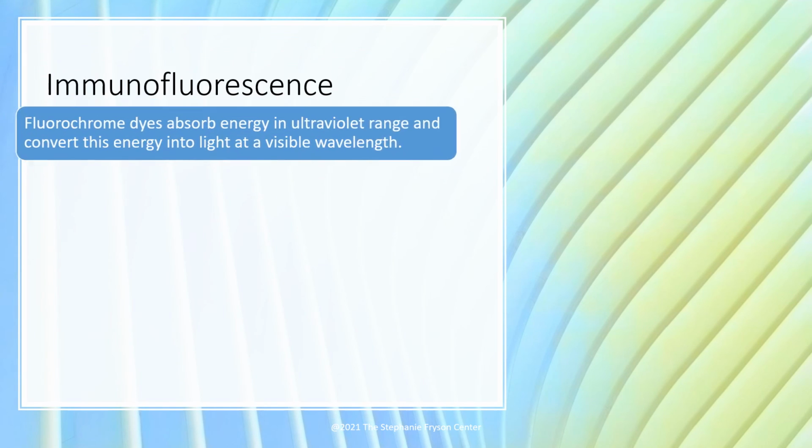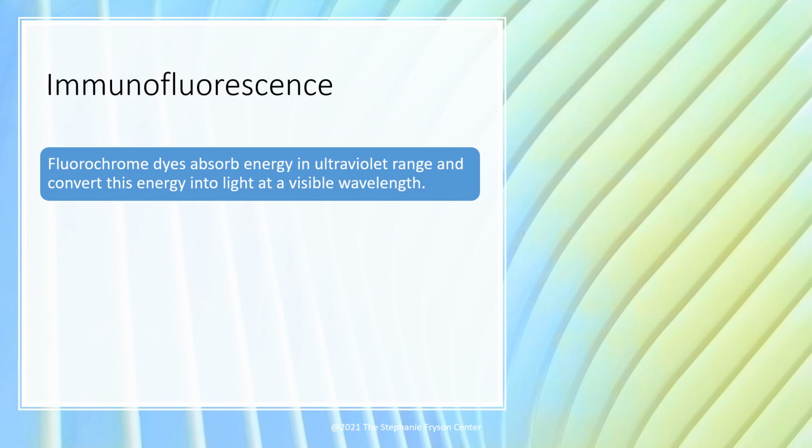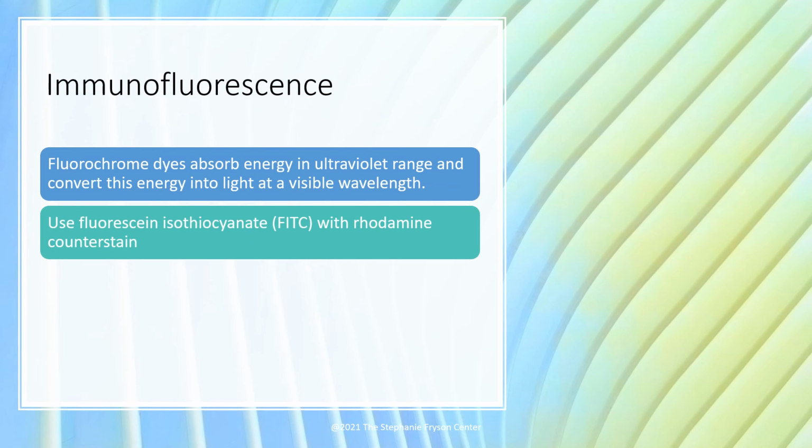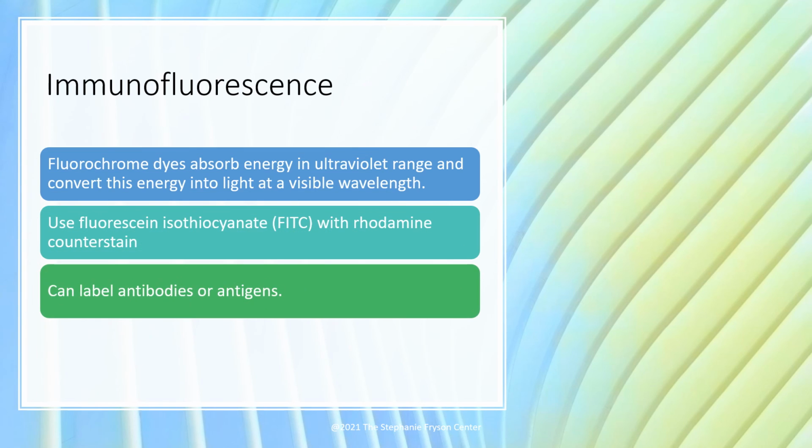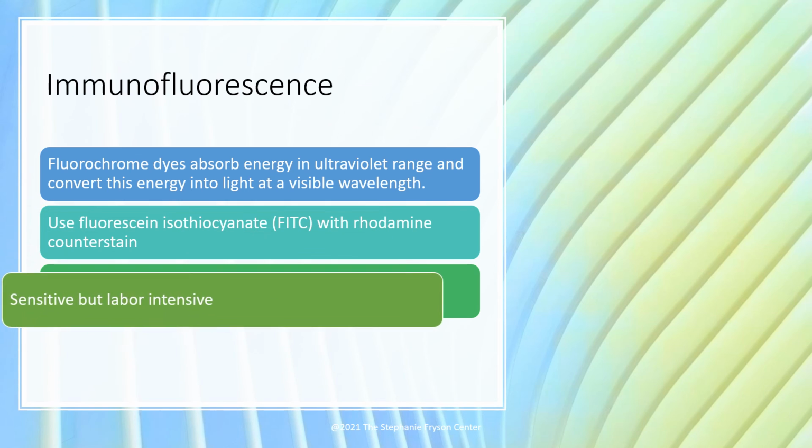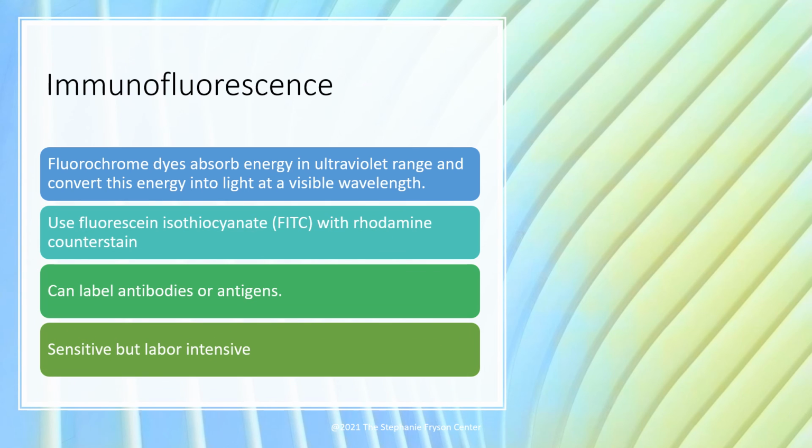Next is immunofluorescence. This is where you use fluorochrome dyes to absorb energy in the UV range and convert the energy into light. The most common dye is FITC, fluorescein isothiocyanate, with rhodamine counterstain. You can label antibodies or antigens, which is why it's good. It's sensitive, but it is labor intensive, so it is not used commonly. You just need to know the principle.